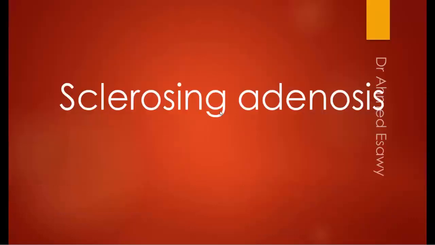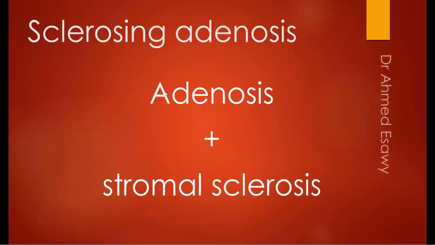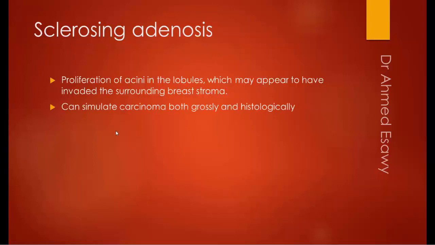Sclerosing adenosis. This is another type of fibroadenosis, after the findings we discussed before in simple adenosis. Sclerosing adenosis means adenosis with stromal sclerosis. Sclerosing adenosis is a proliferation of acini in the lobule that usually appears to have invaded the surrounding breast stroma. Proliferation of acini in the lobules, which may appear to have invaded the surrounding breast stroma, can simulate carcinoma both grossly and histologically.